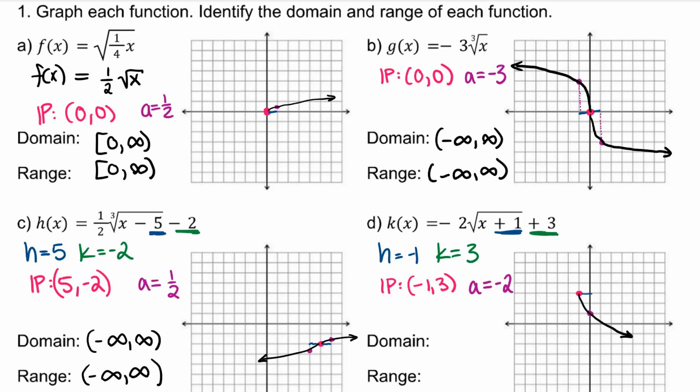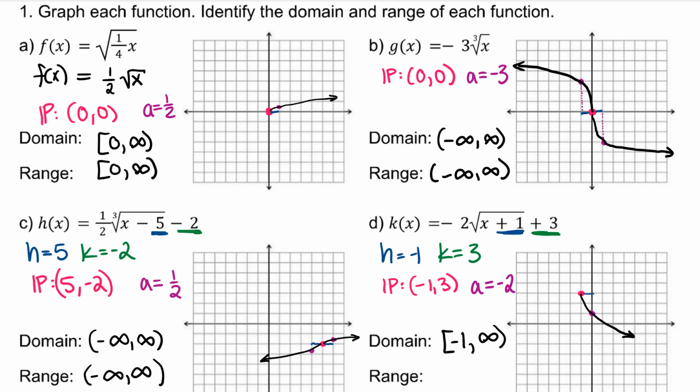Remember, domain is dependent on h. So it goes from -1 inclusive to positive infinity. The range is dependent on k. And because this root graph is decreasing, we start at negative infinity and go up to the k value inclusive.